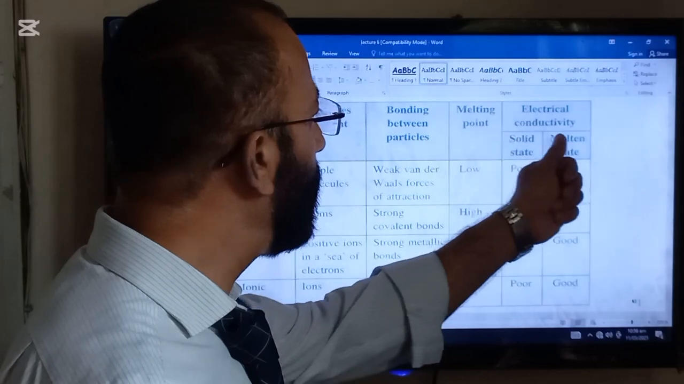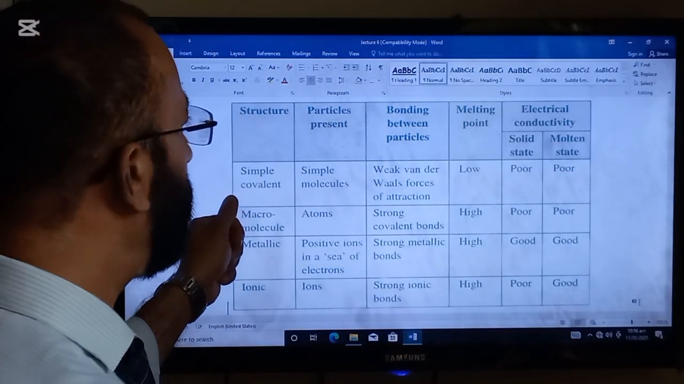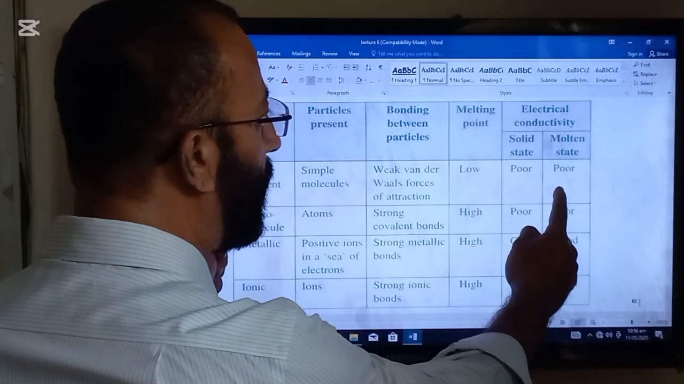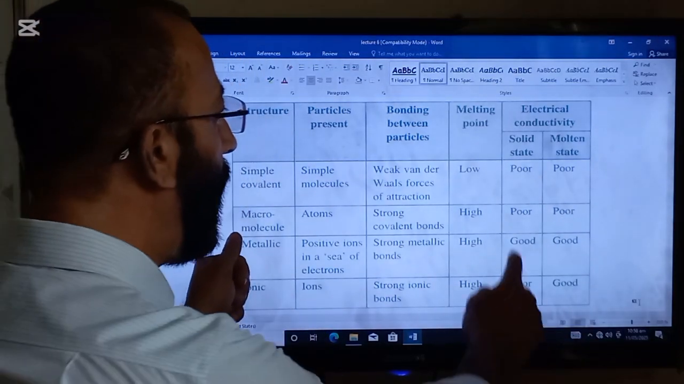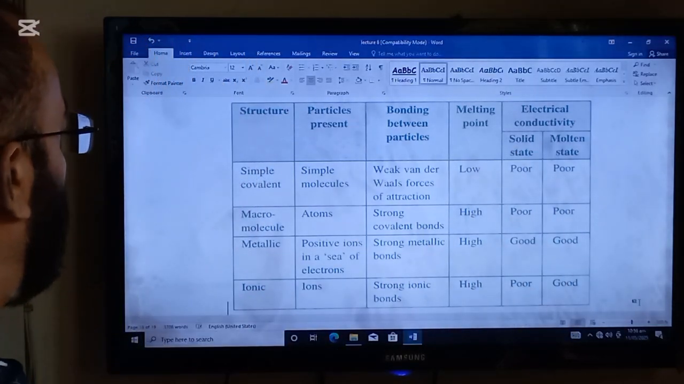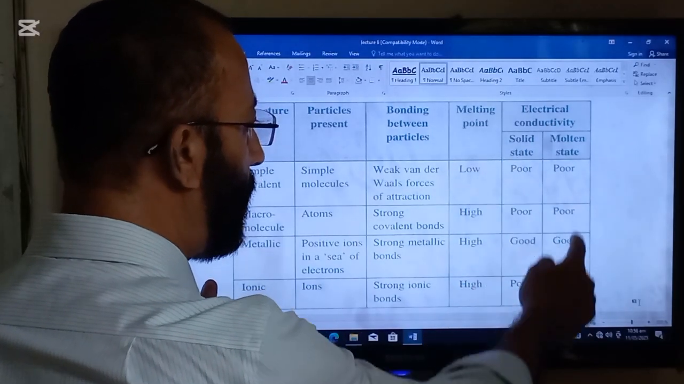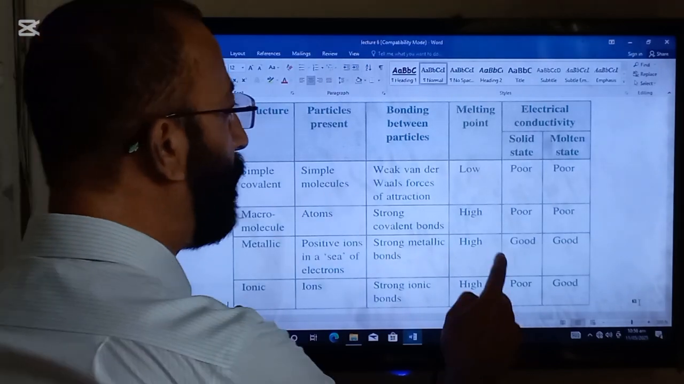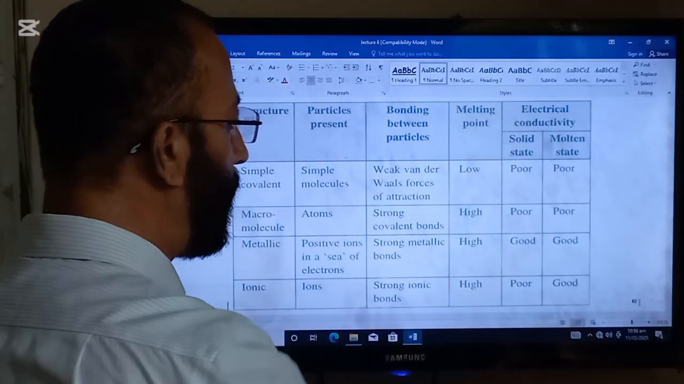Next is electrical conductivity in solid state and molten state. In simple covalent, they have poor electrical conductivity in solid state and also poor conductivity in molten state. Macromolecules have poor conductivity in both solid and molten state. Metallic have good electrical conductivity in both solid state and molten state. Whereas ionic have poor electrical conductivity in solid state but good electrical conductivity in molten state.